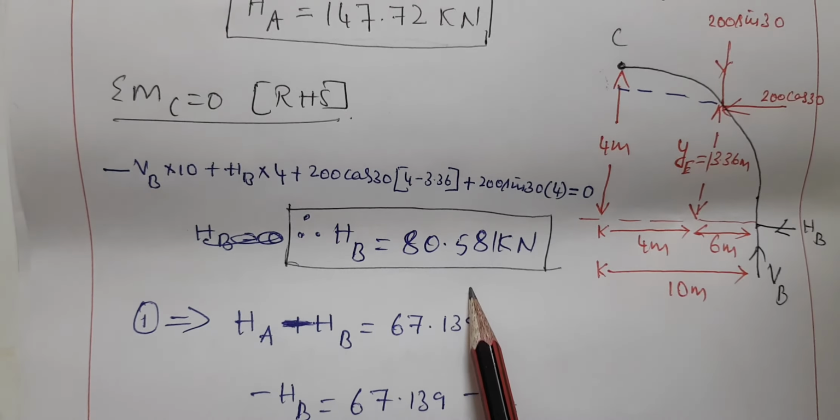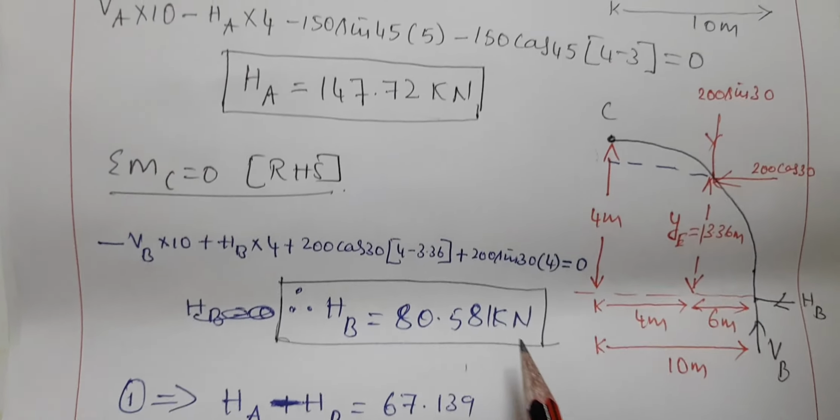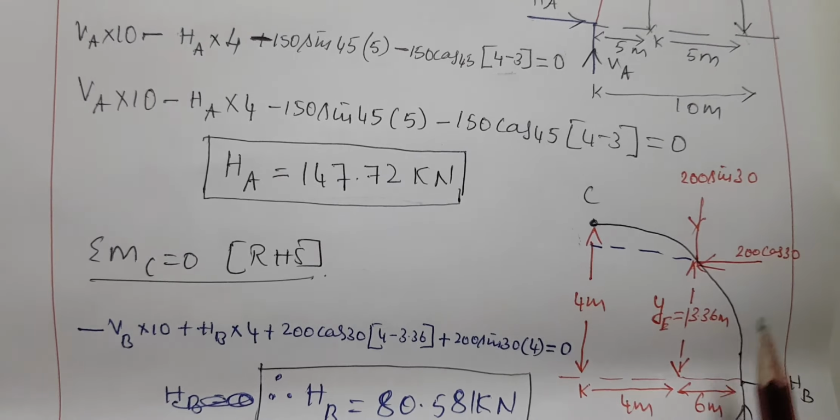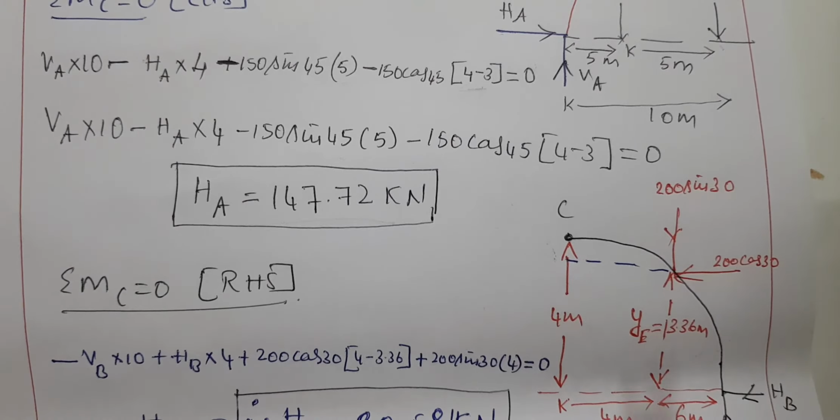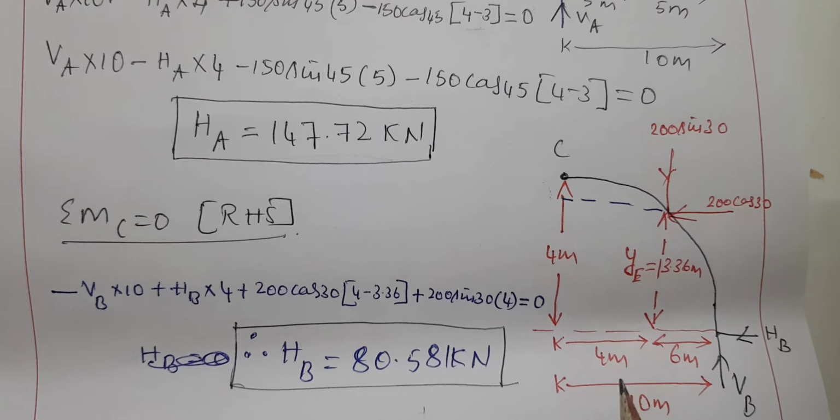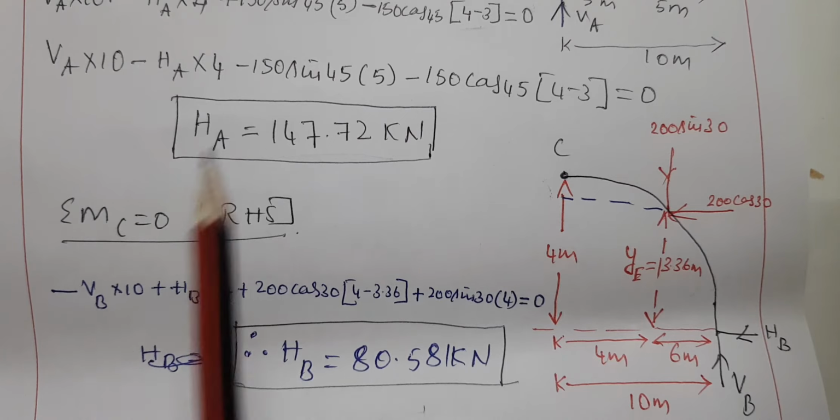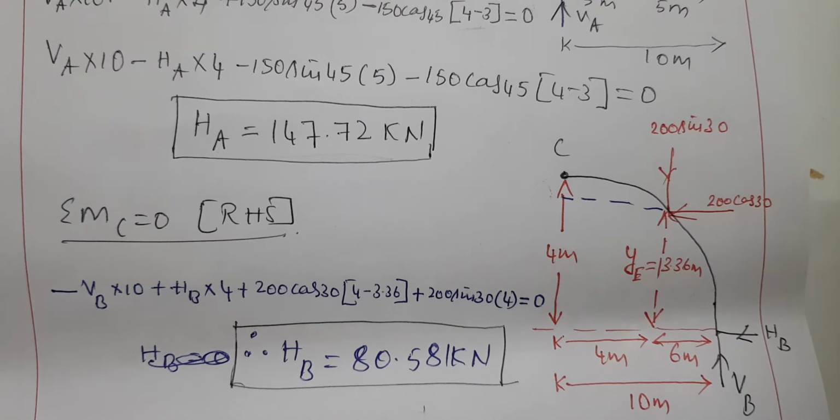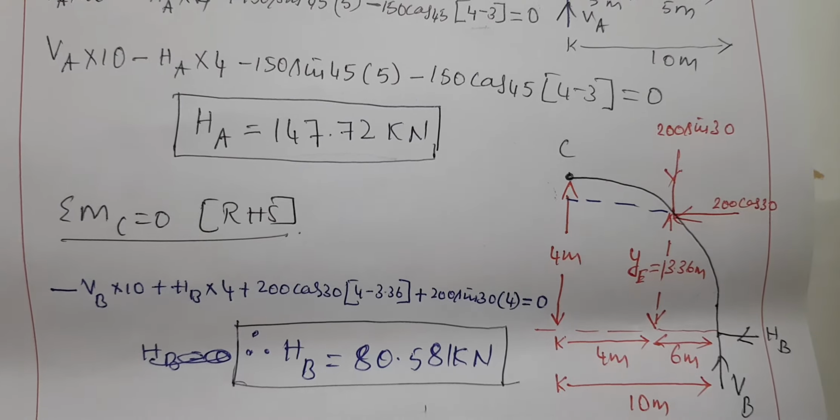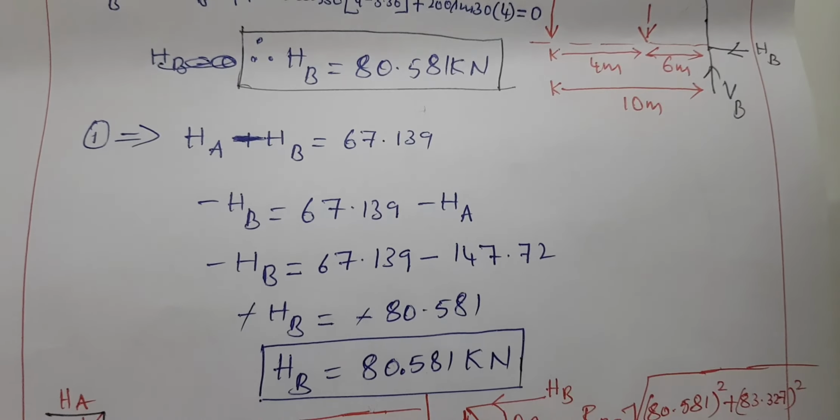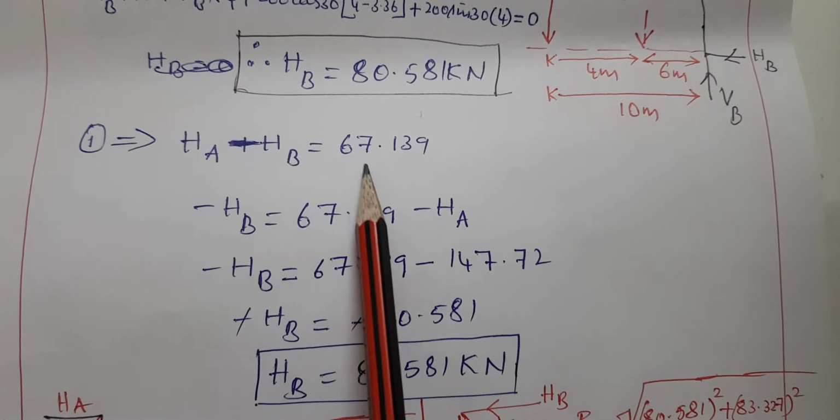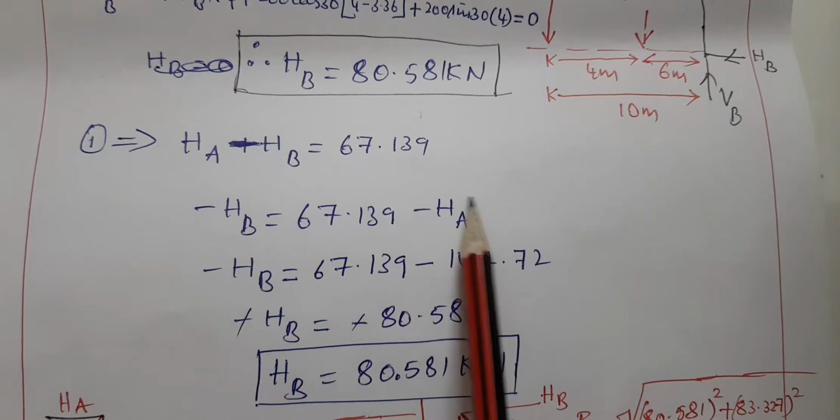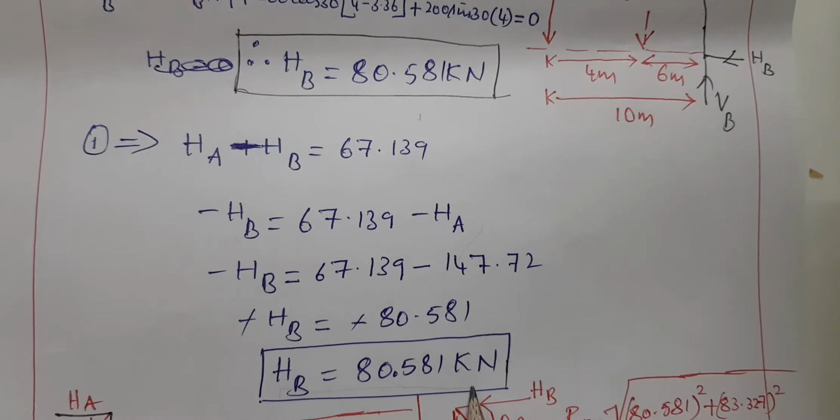If you find it difficult to find HB, you can follow this procedure, that is, calculate half of the remaining portion also. The same procedure as I followed, but you already know the HA value. Substitute this directly in equation 1, then you will come to know the HB value. HA minus HB will be this value. You know the HA value, substitute that, then you come to know the HB value.